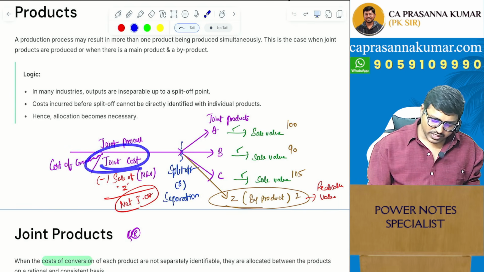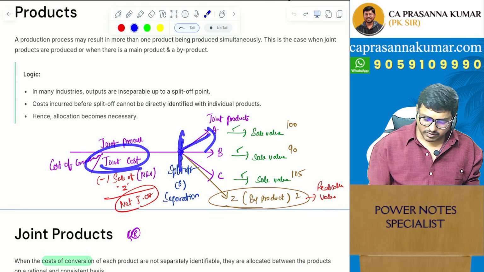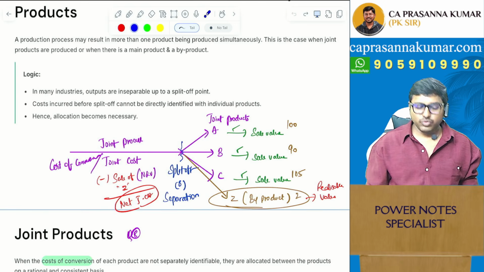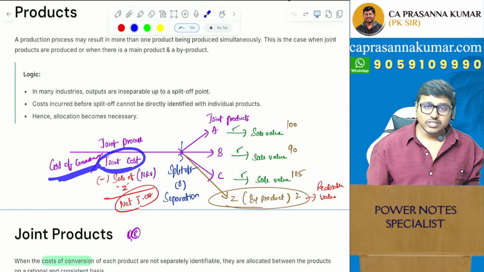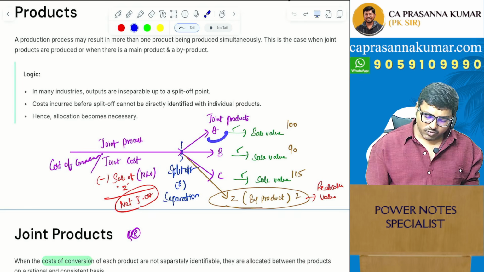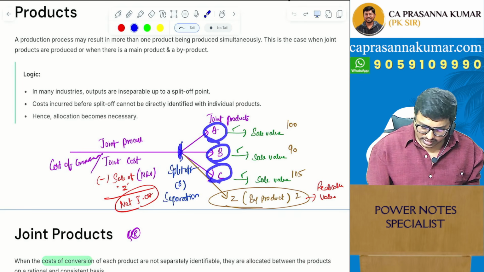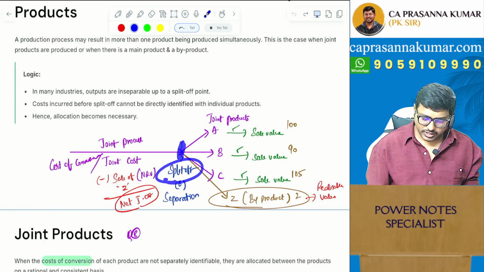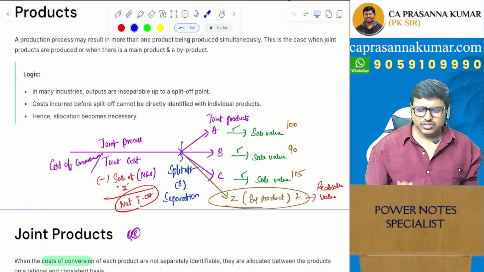And the cost that you have incurred till that particular point of time to give rise to these joint products, we call it joint cost. As per Ind AS 2, this joint cost is also referred to as cost of conversion. Okay, right. Now, the point at which a single process all of a sudden splits into three joint products, we call it the split-off point or separation point. These are all the basics that you should know.